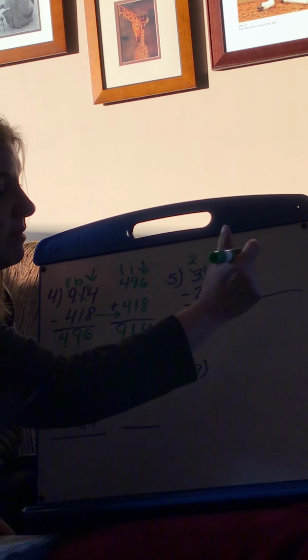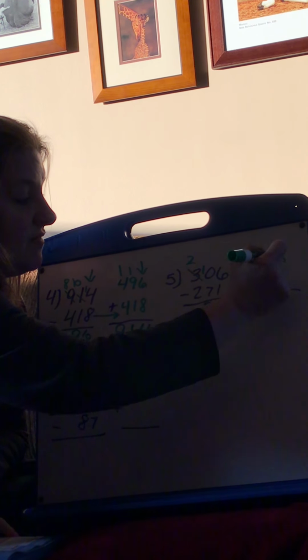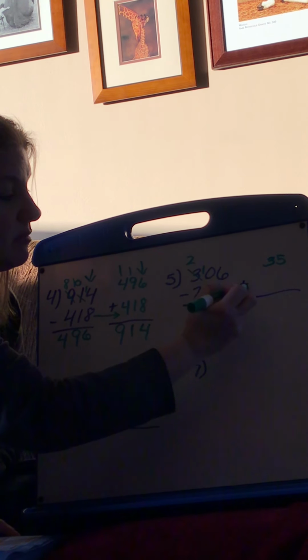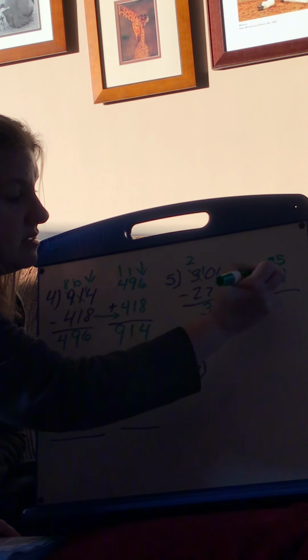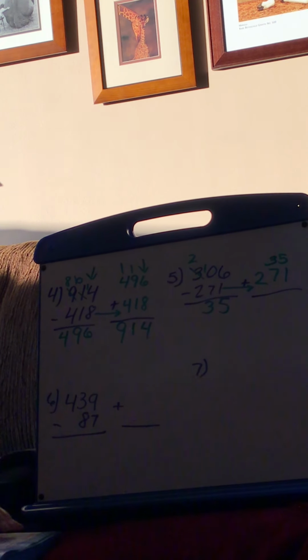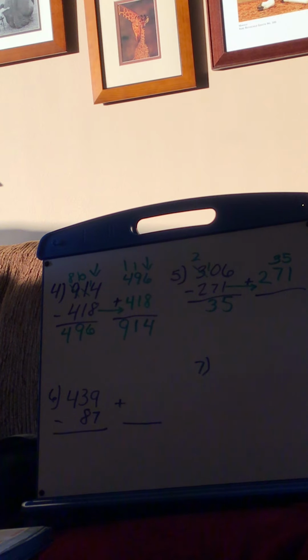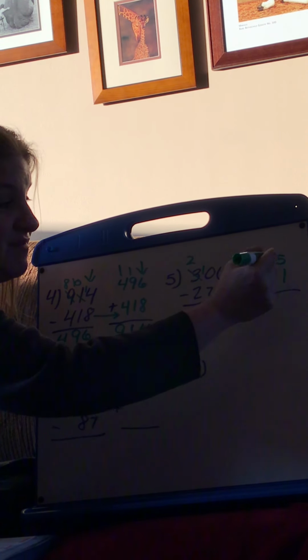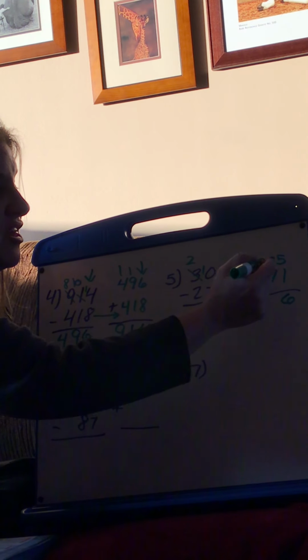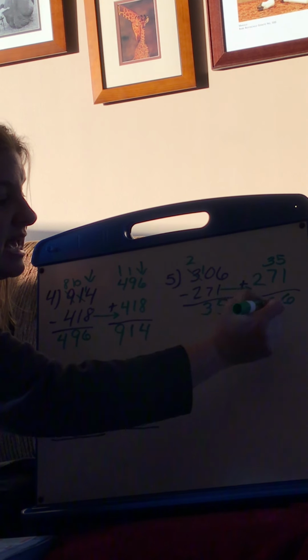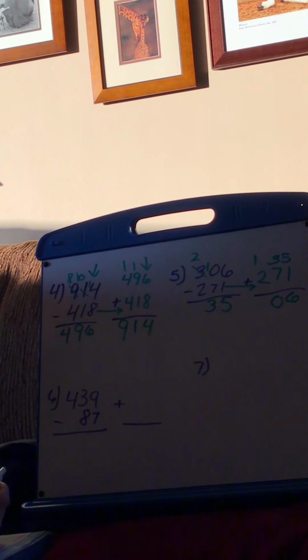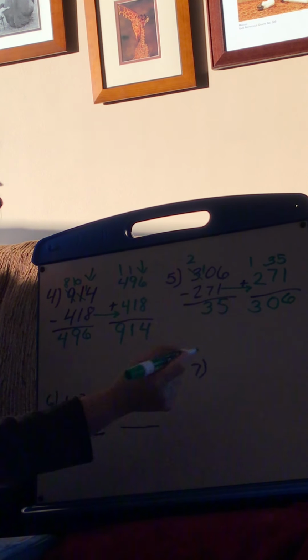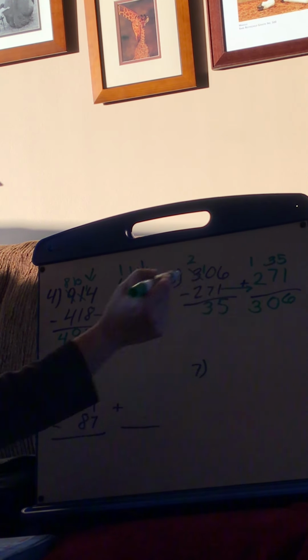Now I'm going to take what I think my answer is and put it up here at the top, 35. I'm going to move this number over. So I'm going to put 1, 7, 2, so that I know that I lined them up correctly. And now I'm going to add. 5 plus 1 is 6. 3 plus 7 is 10. I'm going to carry the 1. 1 plus 2 is 3. So I get 36, so they match.